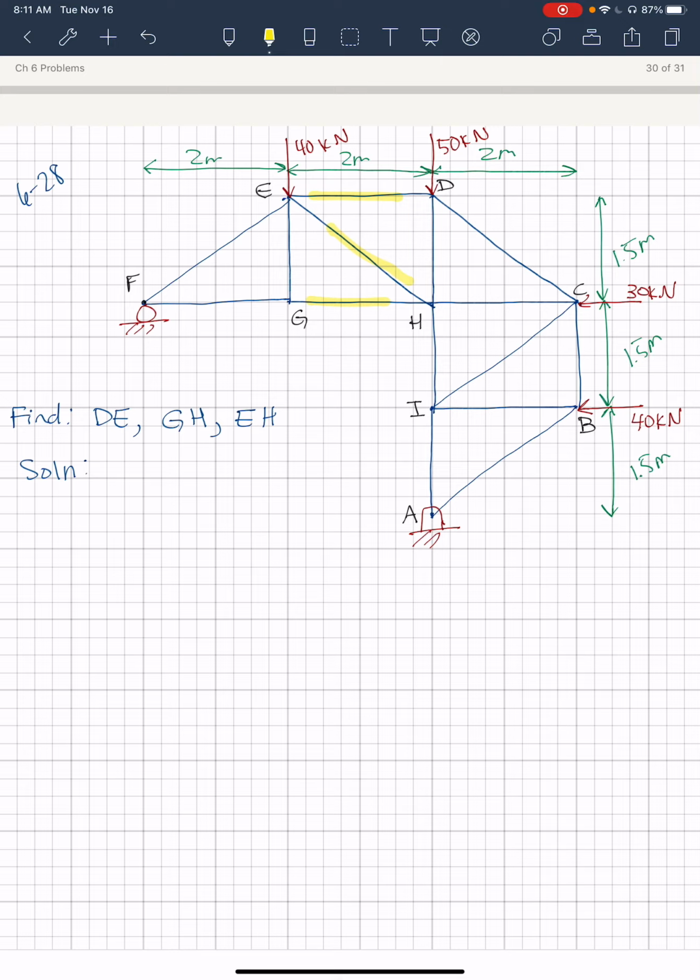Could we do E? Yeah, because this is going to be a zero force member, so we can do joint F and then joint E, or we can do the method of sections. We're practicing the method of sections now, so I want you all to do the method of sections for this one.